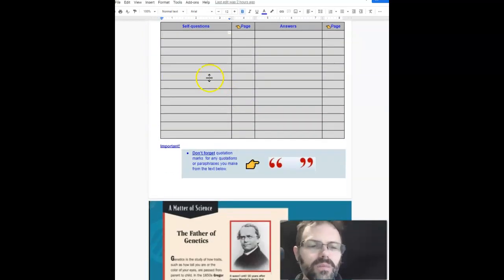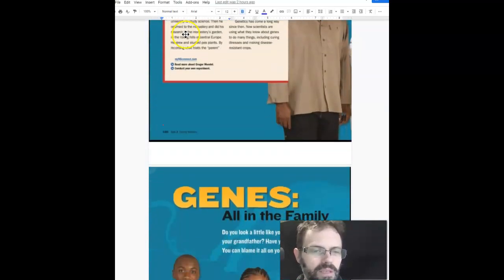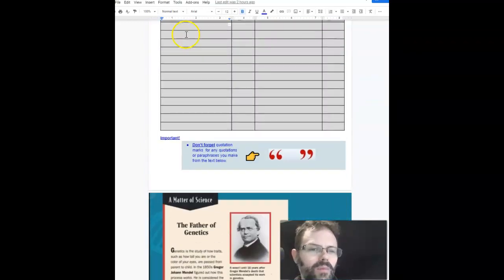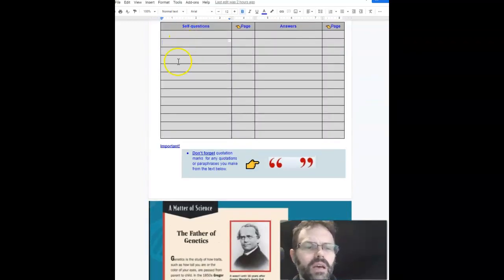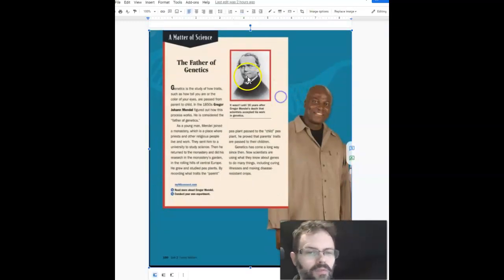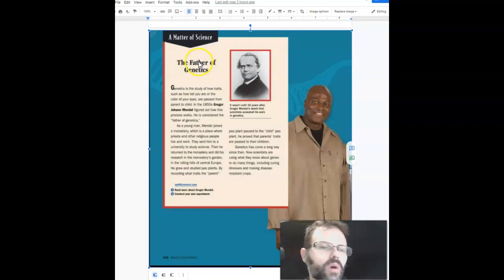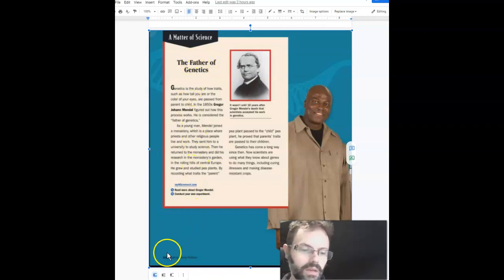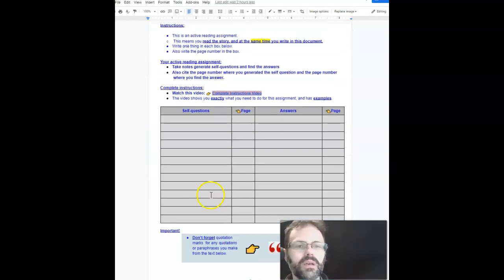If you do maybe a couple per page, this is a little longer article, so probably about 2 or 3 per page, try to ask yourself some questions here, writing the page number, and then when you find the answer to the question, you write it there. So, for example, let's just start with the title. You can see the title includes the word father. So maybe we should ask, why did the author use the word father in the title? And then you can see that's page 100. So let's try that.